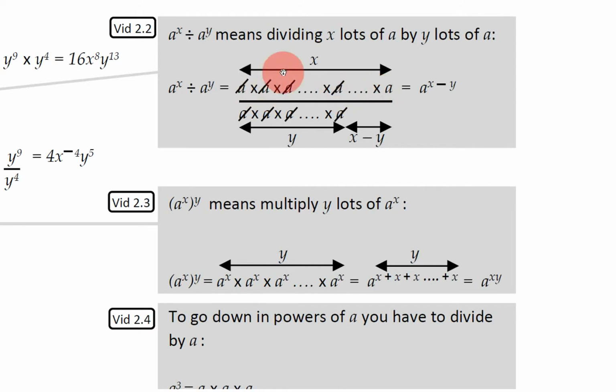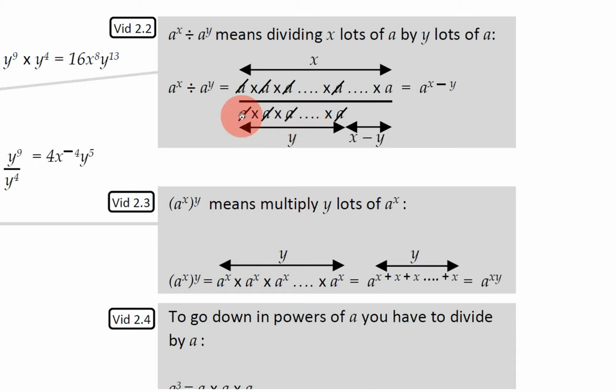How many of them? You've got x of them there, and this divide sign is replaced with a fraction here because they mean the same thing in maths. And then you've got a to the power y on the bottom because we're dividing by it. So you've got y lots of a's times'd together on the bottom. And then I'm going to start cancelling.